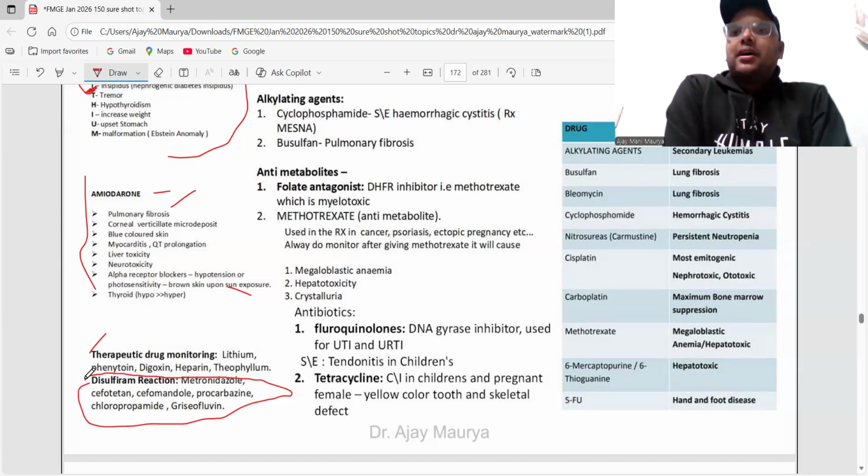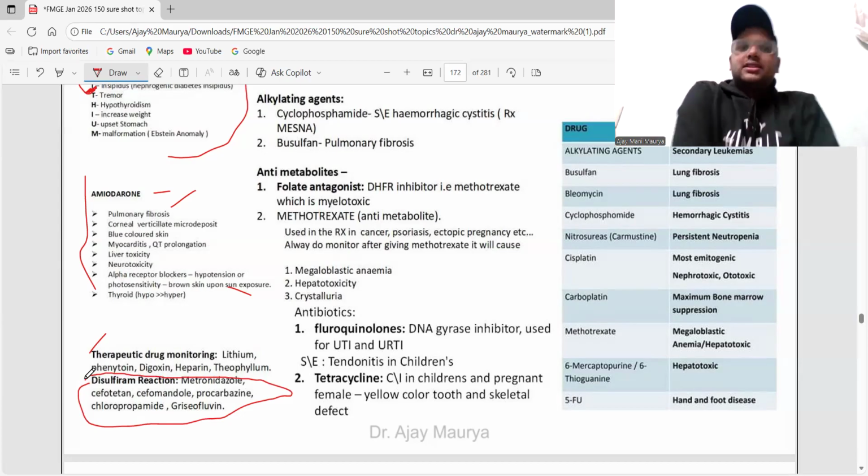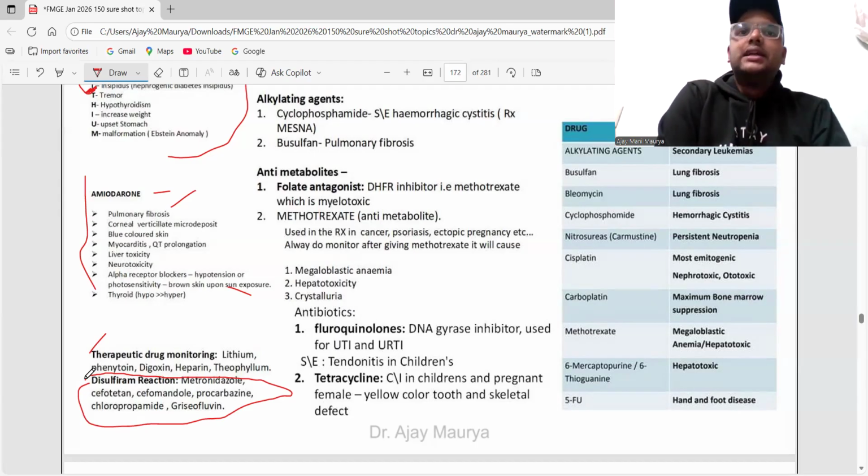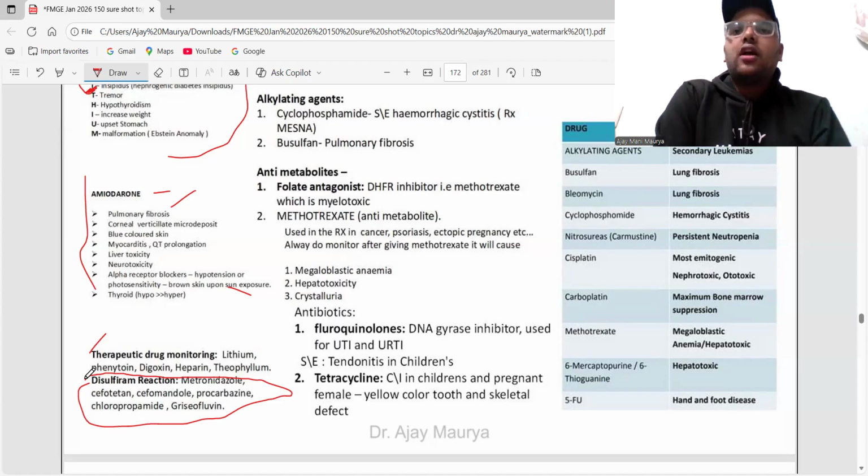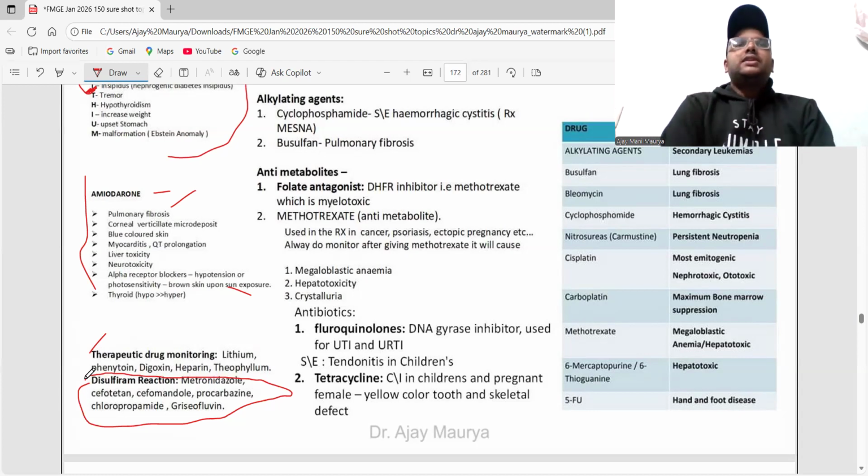What is disulfiram? Disulfiram is an irreversible acetaldehyde dehydrogenase inhibitor. It is given in the case of chronic alcohol patients, so that if you give this disulfiram, then what happens now?